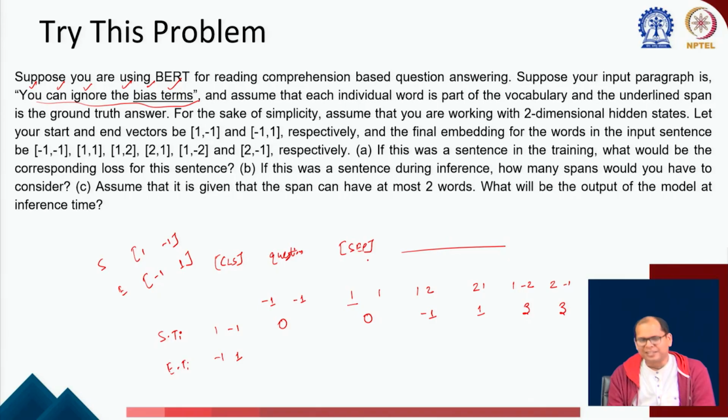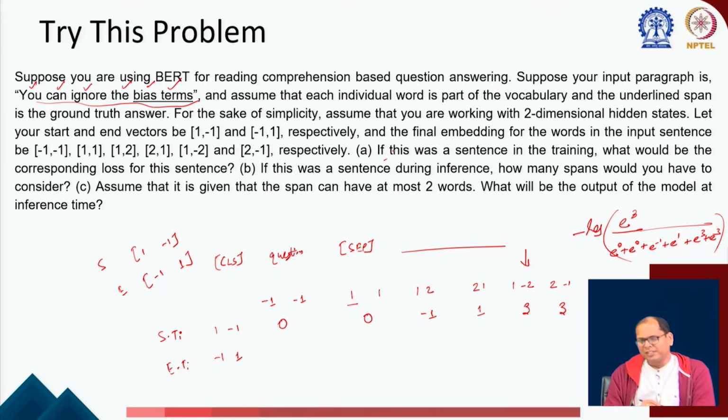So I'm assuming this is correct. It may be, so let's see. Then what will be the loss? We know this is the ground truth start token, biased. So what is the loss? It will be minus log probability. So what is the probability? e to the power 3 divided by e^0 plus e^0 plus e^-1 plus e^1 plus e^3 plus e^3. That will be the loss for the start token. Similarly, you will compute the loss for the end token, right? So that will be part A.